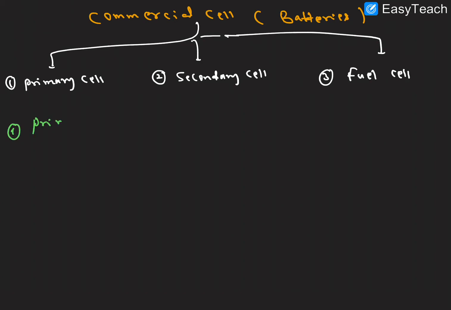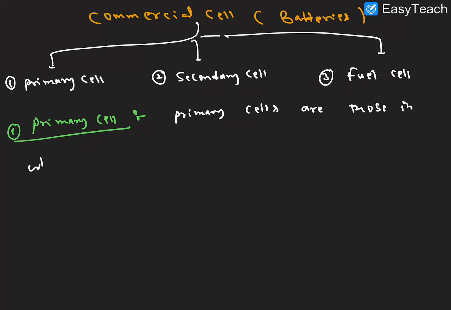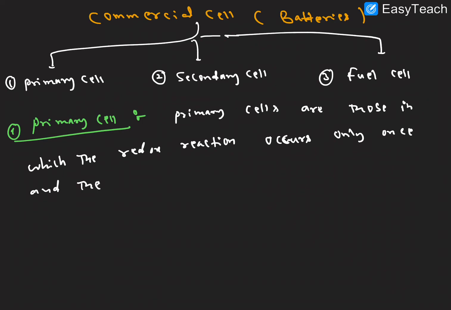What is the primary cell? Primary cells are those in which the redox reaction occurs only once, and the cell becomes dead. Right? Primary cells, once we use them, afterwards we cannot use them.